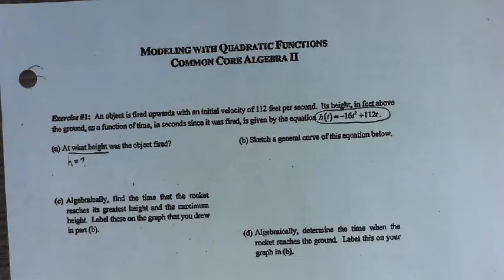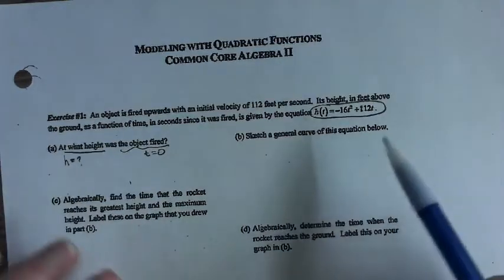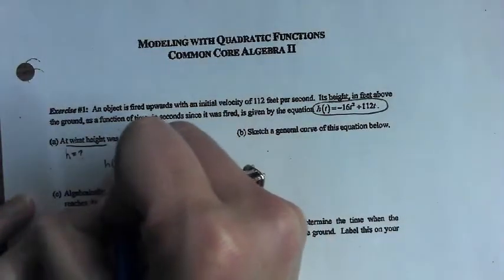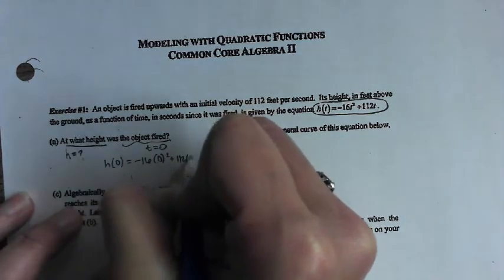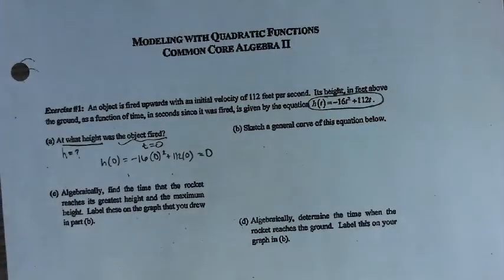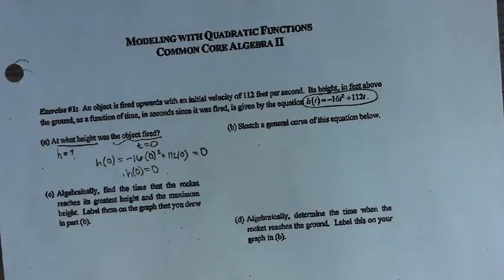They want to know at what height was the object fired. So that's like after how many seconds? 0, right? The object is fired right at the beginning when t is 0. So you're literally just going to do h of 0 equals negative 16 times 0 squared plus 112 times 0, which is 0. The height at 0 seconds is 0 feet. H of 0 equals 0. That's what that means.